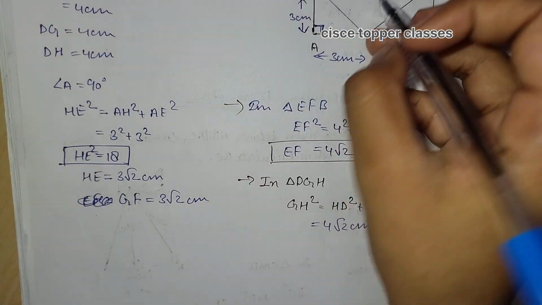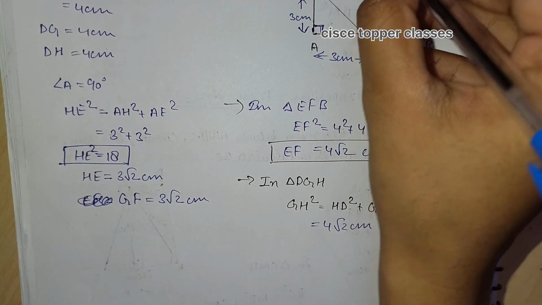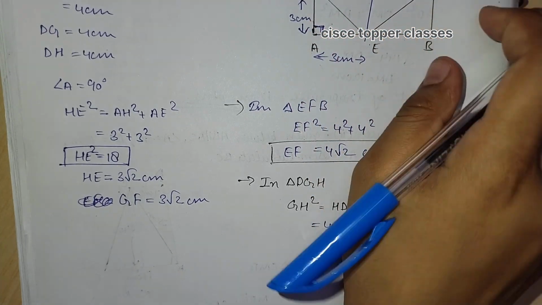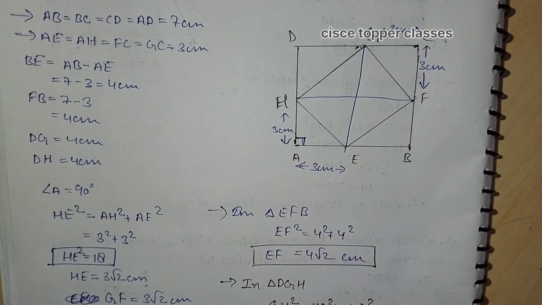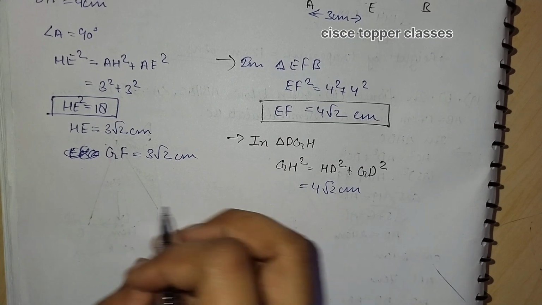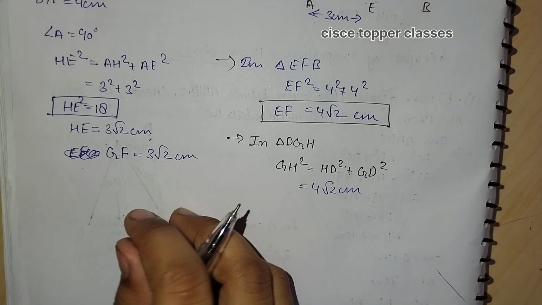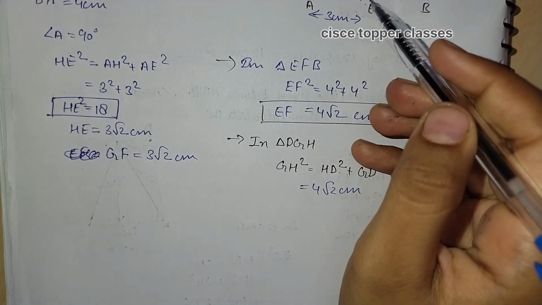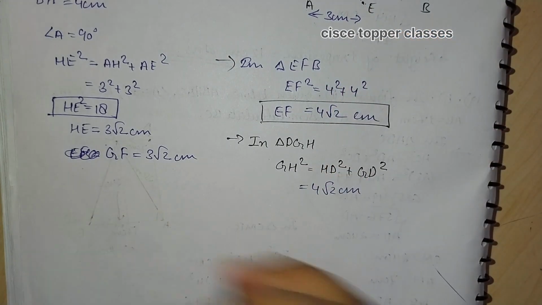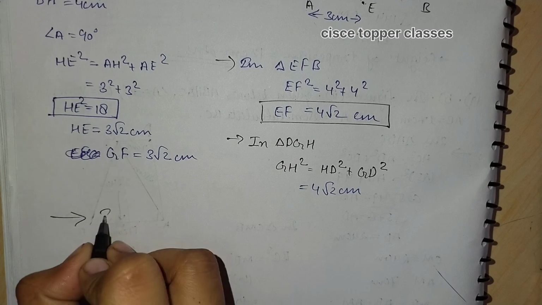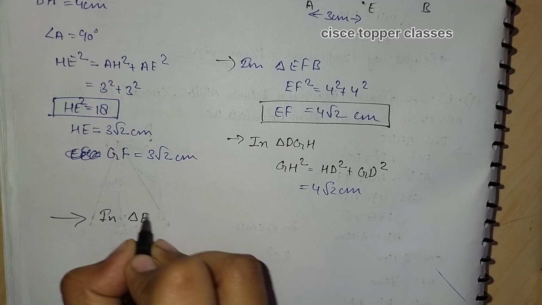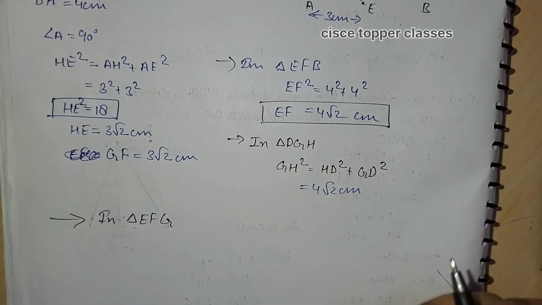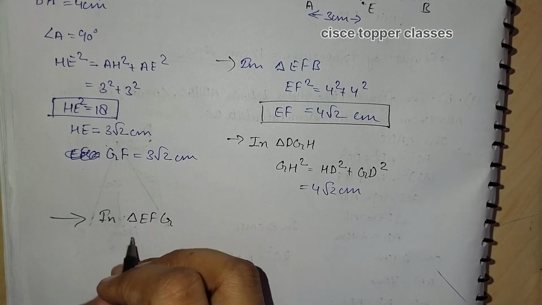Now we have to join EG here to prove that the diagonals are equal. If the diagonals are equal, we can prove that it is a rectangle, because by theorem only. So we can simply find the value of, firstly, GE, which we will find by triangle EFG. So firstly we will write in triangle EFG, EF is equal to 4 under root 2 and GF is here 3 under root 2.